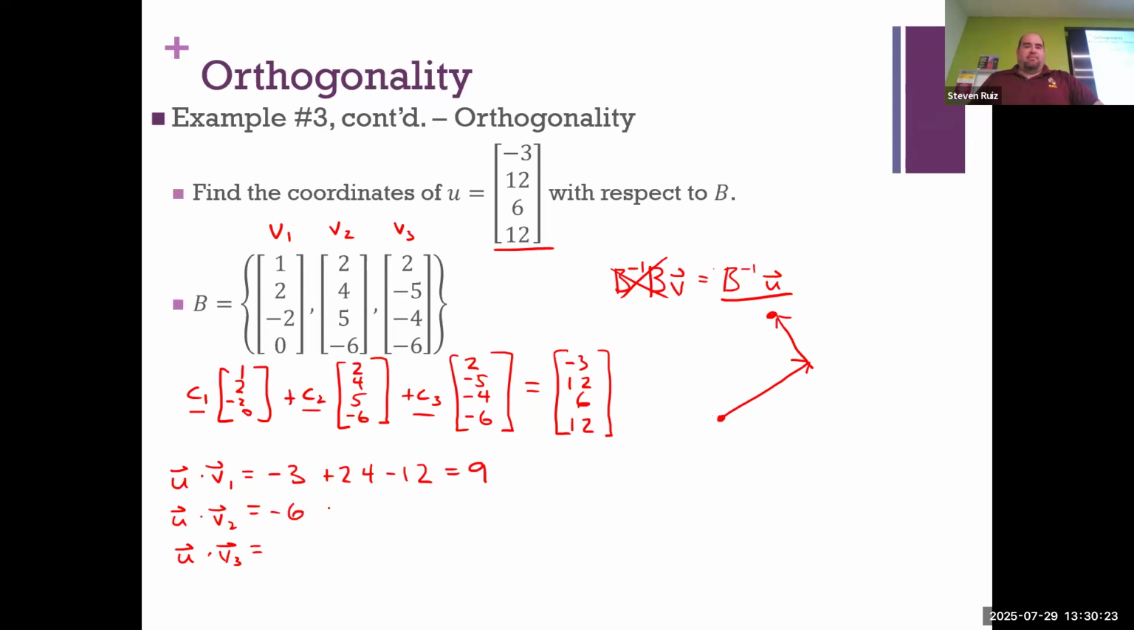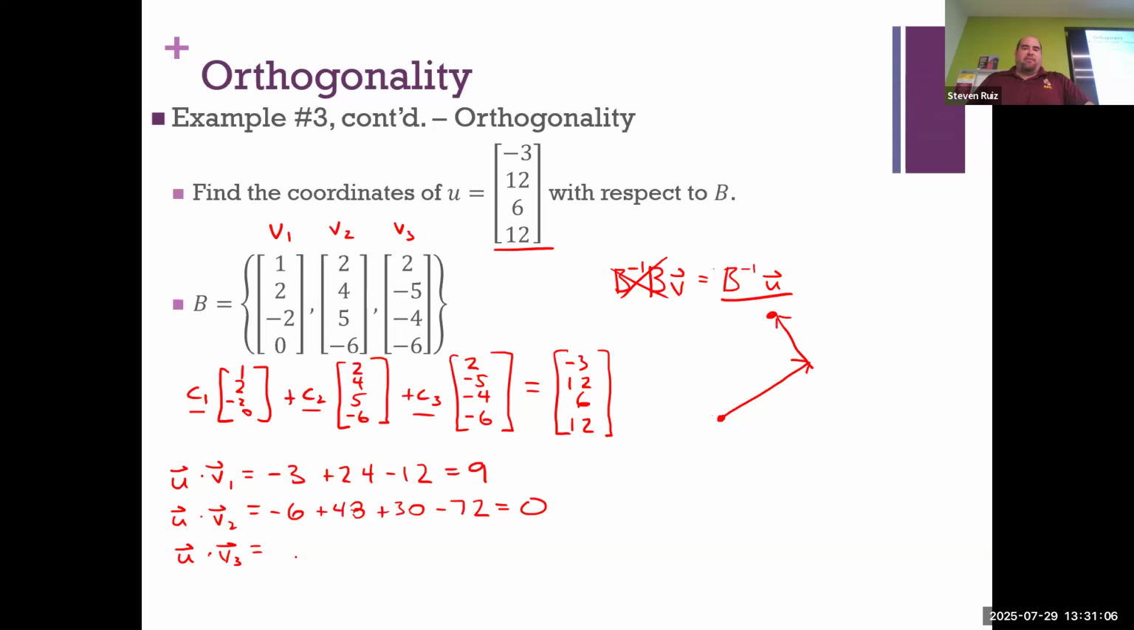And next, negative 6 plus 48 plus 30 minus 72. So what did we just learn about U and V2? Unless you disagree with me, I think that dot product is 0, right? So what did we just learn about U and V2? They're orthogonal. What does that tell us about the value of C2? Any idea yet? Maybe let's hold off on that.